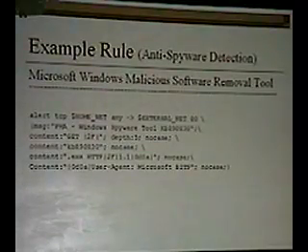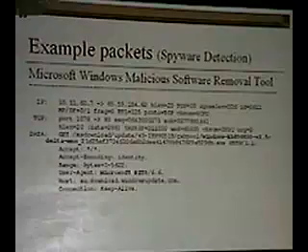Next rule: the Windows Malicious Software Removal Tool, their new anti-spyware stuff. Again, this rule uses similar functionality to the last one. Right now we're going with the Microsoft BITS agent, which is the normal XP and 2000 agent that you're going to see. And this is what you see here, you see this packet come through.